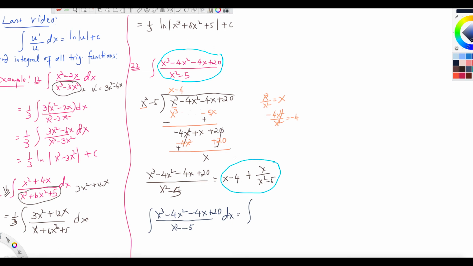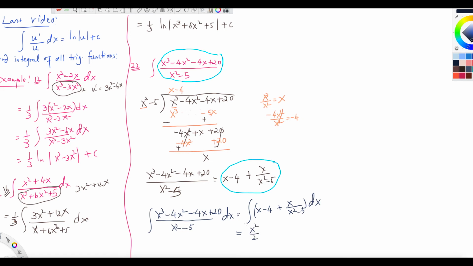That can be written as x minus 4 plus x over x squared minus 5, and then dx is there. So you know that in the integral you can distribute this integral to each of the terms. Okay, so let us see that. What is the integral of x? That will be x squared over 2, right?